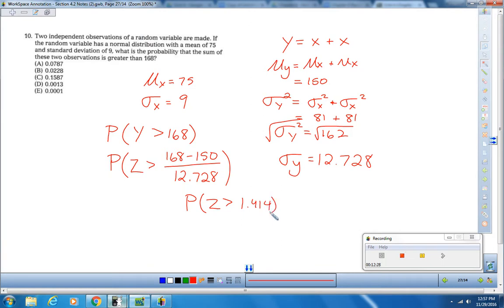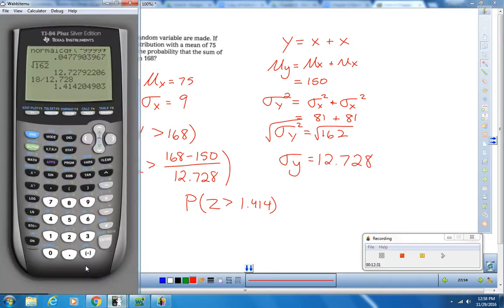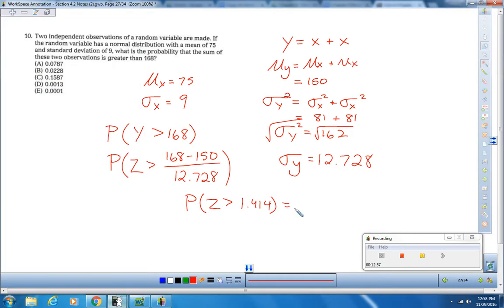And remember, we're doing z is greater than, so when we do our normal distribution, it's normal CDF. Greater than means that 1.414 is my lower boundary, and I'm going up to positive infinity. And I press enter, and I paste, and I go for that, and I get about 0.0787. So it's about 0.0787, somewhere in there. That looks like letter A.